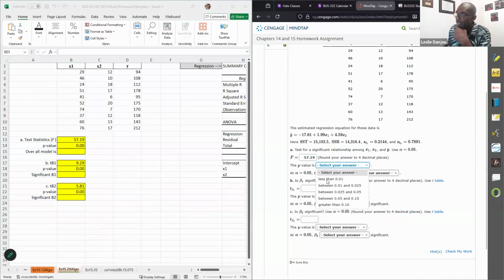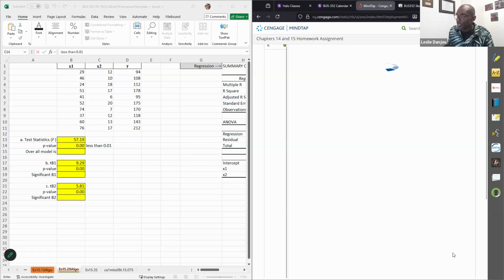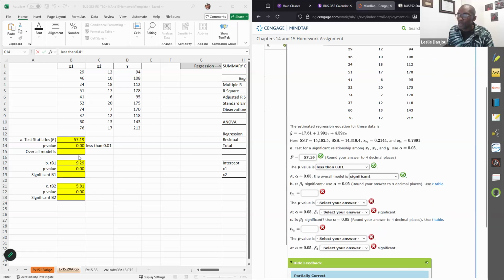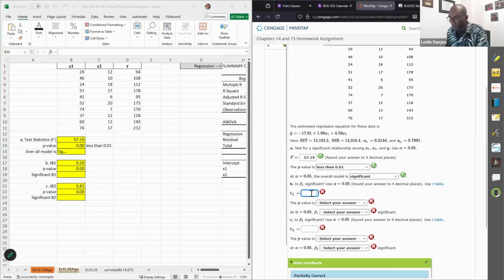This is going to be less than 0.01. So to the right, please put in less than 0.01. And the result is going to be significant. Let's just check to make sure. Outstanding. So you're going to put right here, SIG, or you can put the whole word significant. Good. So for the next one, we're going to put in our TB1. This is going to be less than 0.01, and it is significant.